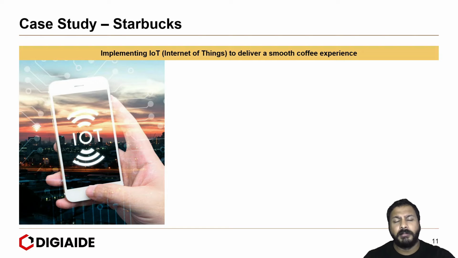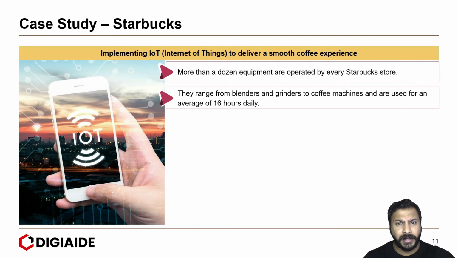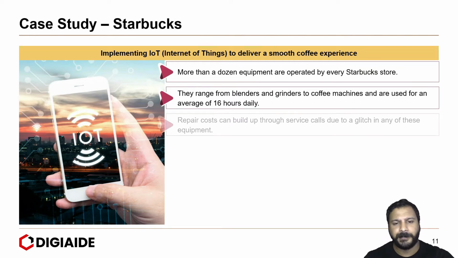via their stores. More than a dozen pieces of equipment are operated by every Starbucks store. They range from blenders and grinders to coffee machines and are used for an average of 16 hours daily. Repair costs can build up through service calls due to a glitch in any of this equipment.